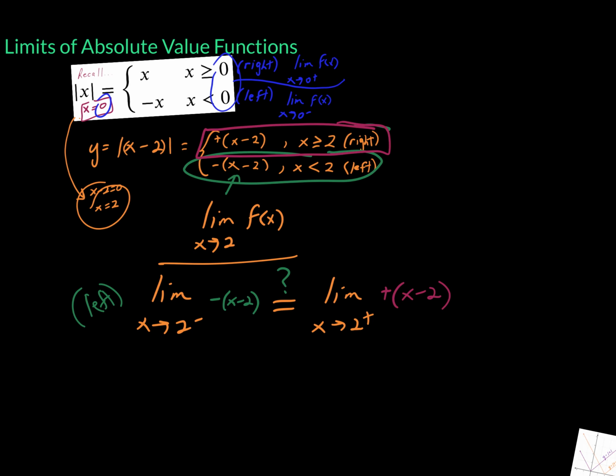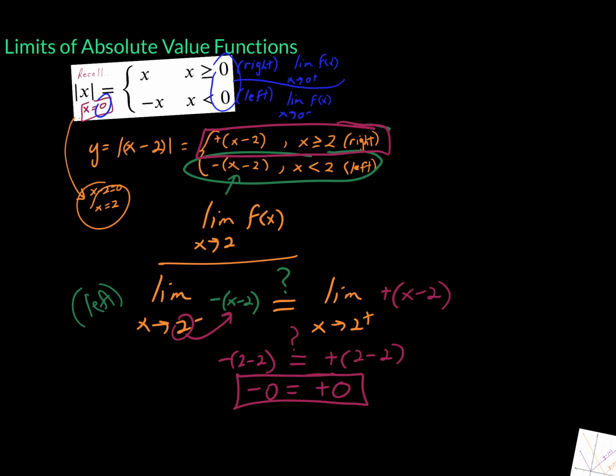Let's evaluate. When you plug in your 2, you're going to get a negative 2 minus 2. Does that equal a positive 2 minus 2? In this case, 0 is the only number where 0 and negative 0 are the same thing. So yes, it does exist, and the limit equals 0.